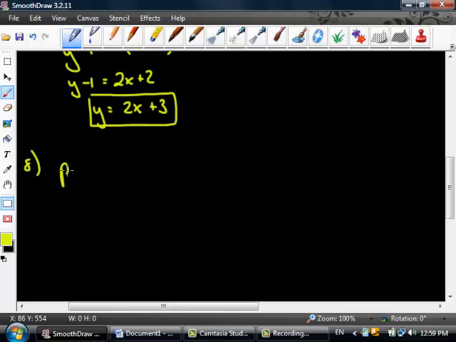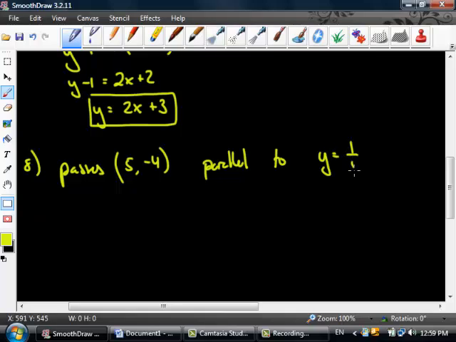Okay, passes 5, negative 4. Again, parallel to y equals 1/5 x plus 4. What can I get rid of in this problem? What do I not care about here? Jessica Bradshaw. The plus 4, who cares? I'm sorry, you're out of here. You're voted off the island. You're done.